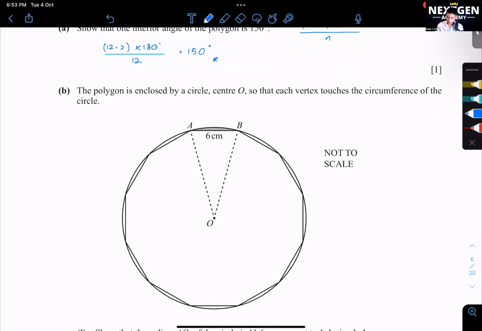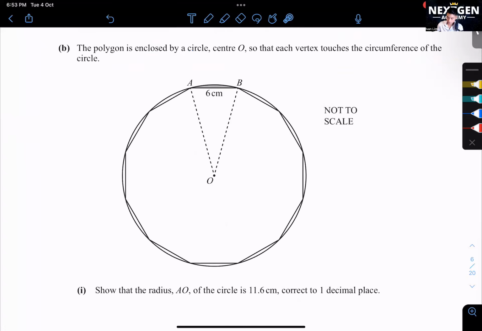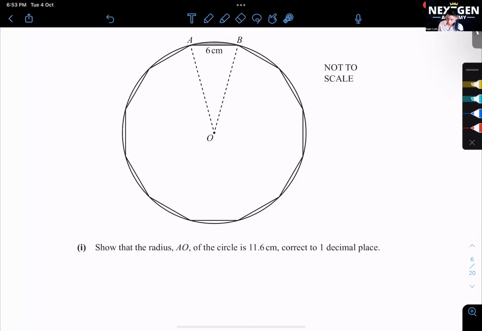Question B. The polygon is enclosed by a circle, center O, so that each vertex touches the circumference of the circle. You can see here the polygon is inside and touches the circle. Show that the radius AO of the circle is 11.6 cm, correct to 1 decimal place. Take note of this also: when they say correct to 1 decimal place, always write down the value that you calculate first. Then only for the final answer, write it corrected to whatever they ask for, because the mark scheme is written this way. We just want to play safe for this kind of question.